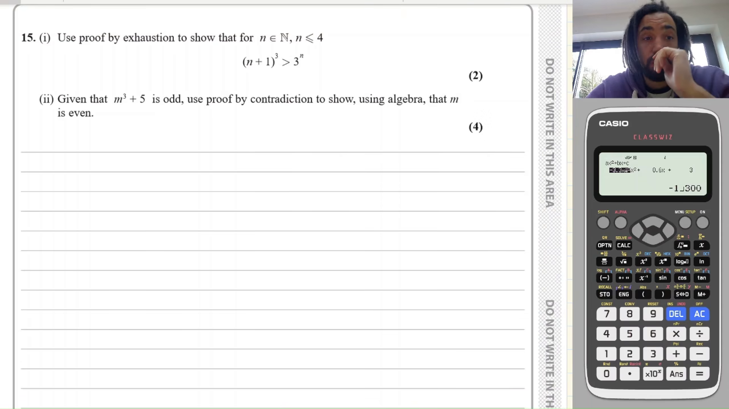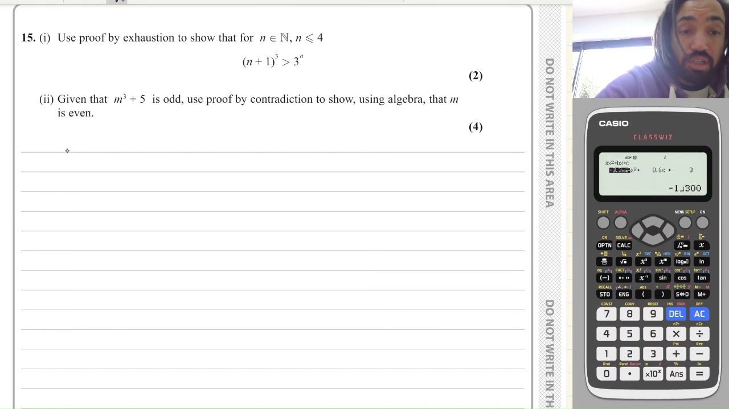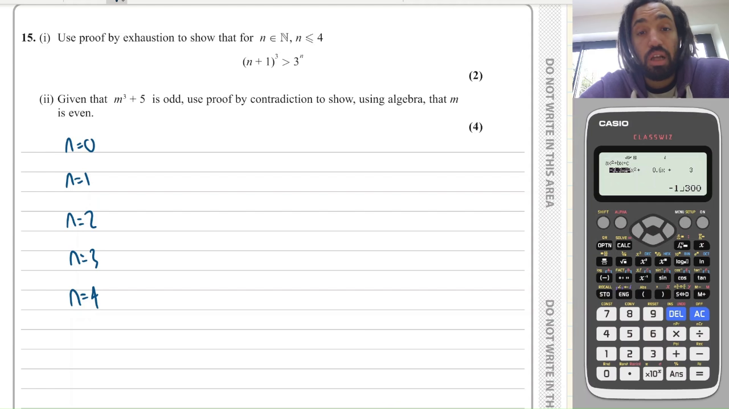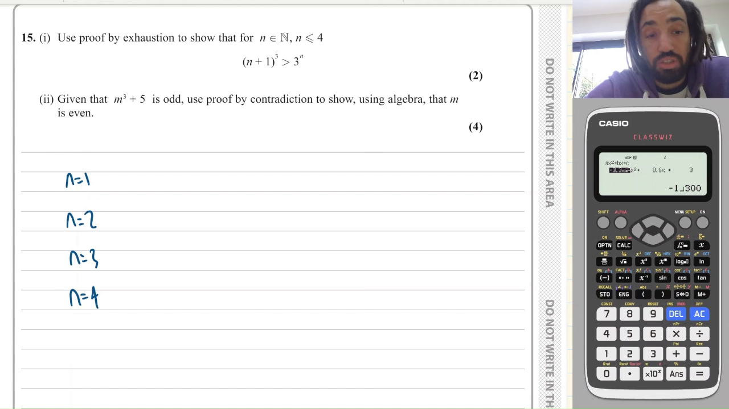Okay, question number 15. Use proof by exhaustion to show that for n less than or equal to 4, that is true. Okay, so n is a natural number, so n is a whole number basically. Sorry, it's a natural number and 0 is not a natural number, so it's just these numbers 1, 2, 3 and 4.